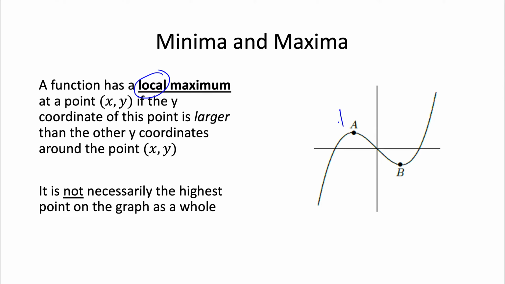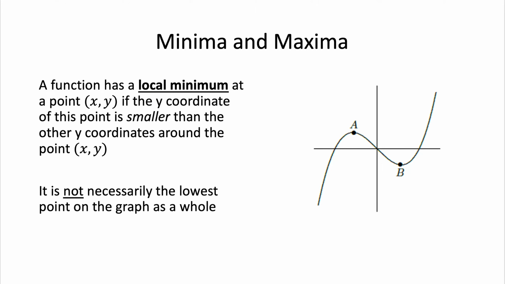So we can see here at the point A, we have a local maximum, because you can see the y value at that point is a little bit higher than the other y values around it. There are y values on this graph that are bigger than A, but just around this region, we have a local maximum.